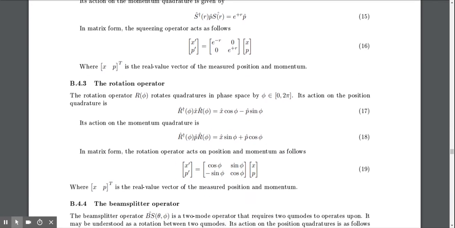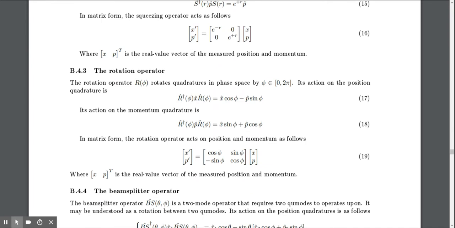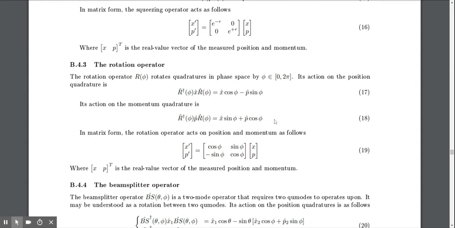The rotation operator. The rotation operator rotates quadratures in phase space by a given angle specified from 0 to 2 pi. Its action in the position quadrature is the following, and in the momentum quadrature is the following. Okay, they seem to be kind of mirrored. Sine and cosine, and here's cosine, minus sine.